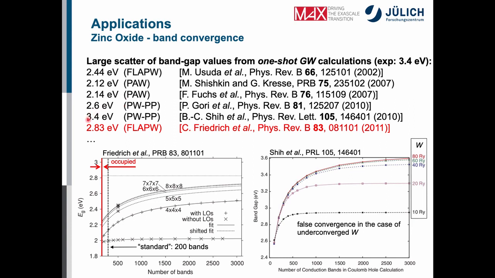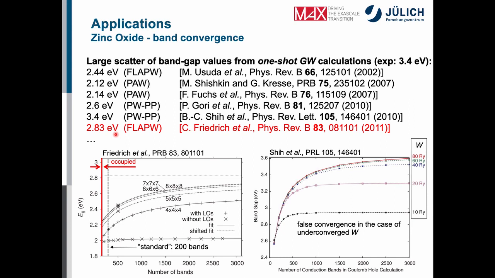Then, in 2010, she and co-workers published a GW bandgap that agreed perfectly with experiment. In the paper, they explained the difference in values by the very slow band convergence in this material. We did our own calculation in 2011 and obtained a smaller value, 2.83 eV. Nowadays, everybody agrees on a value around 2.8 eV.